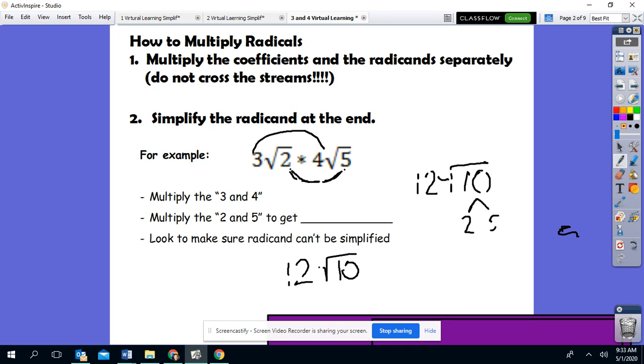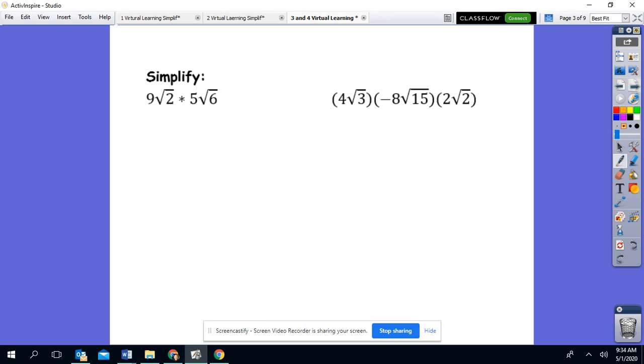All right, let's try a couple of these. We want to multiply the outside times outside, inside times inside, and then simplify if possible. So the first one, we're going to multiply the 9 times the 5. 9 times 5 is 45, and we write that on the outside. And for inside the radical, or the radicands as they're called, 2 times 6. So I have 12. Don't be tricked that that's the only thing you have to do.